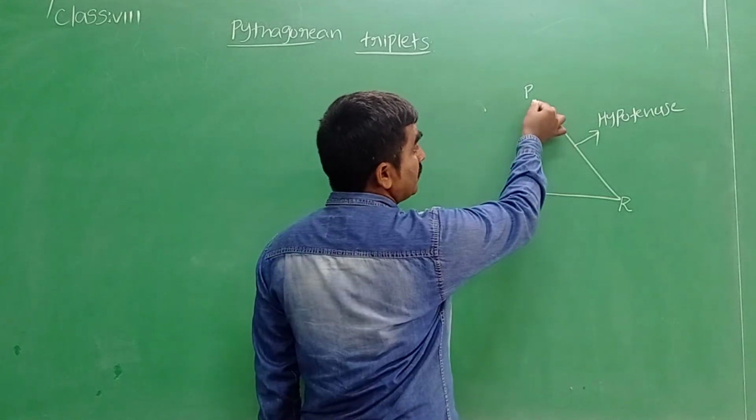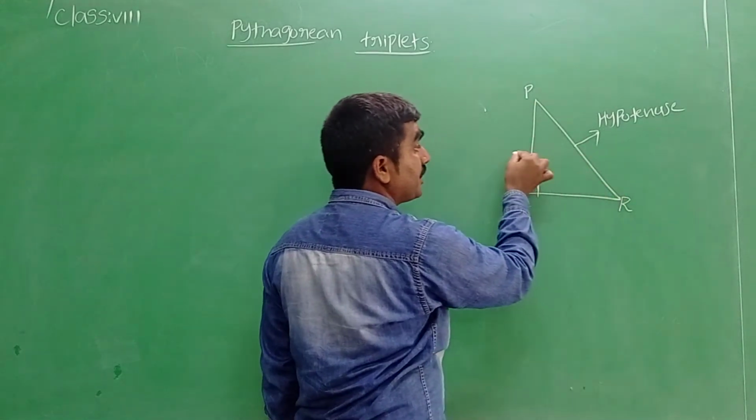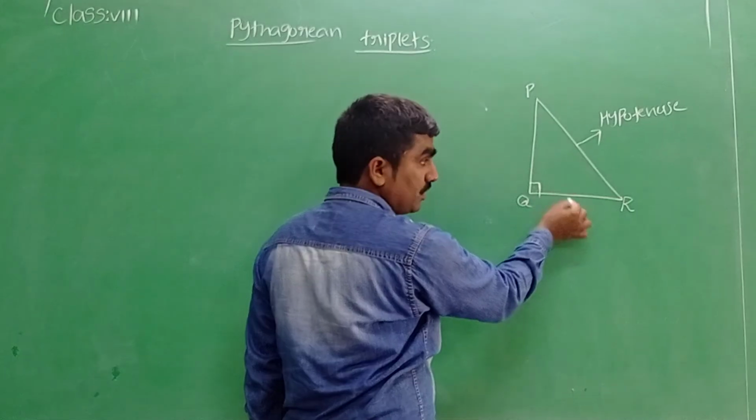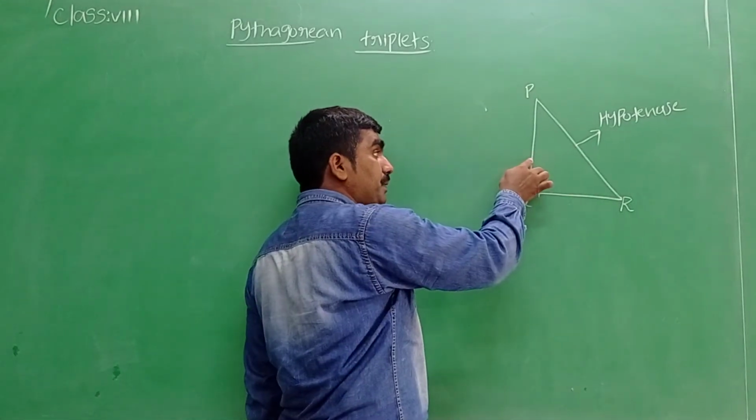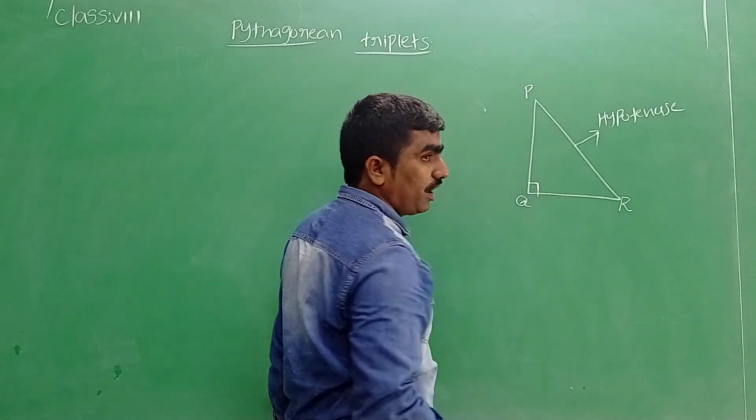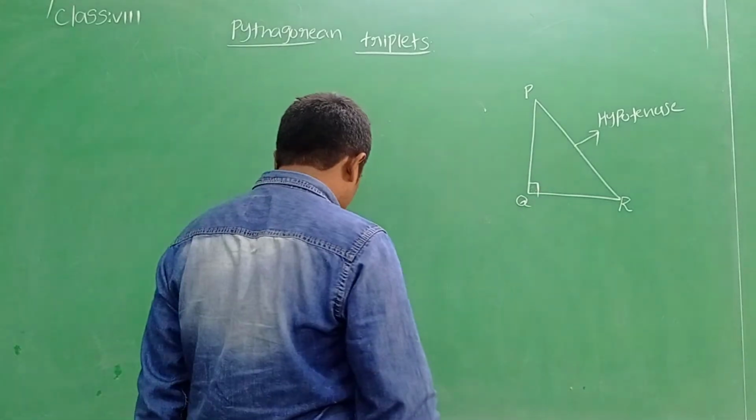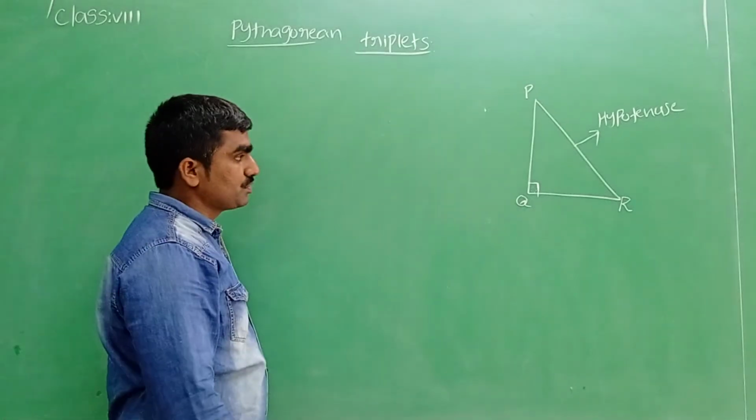Keep in mind that the hypotenuse is always greater than the other two sides. I mean the length of the hypotenuse is always greater than PQ and greater than QR.